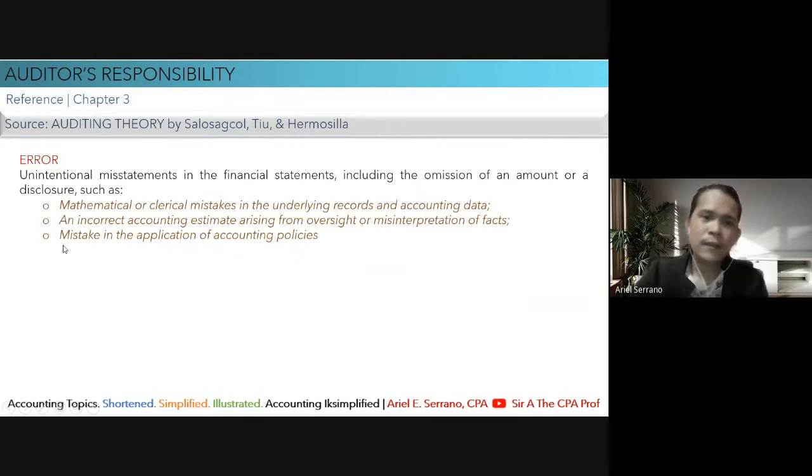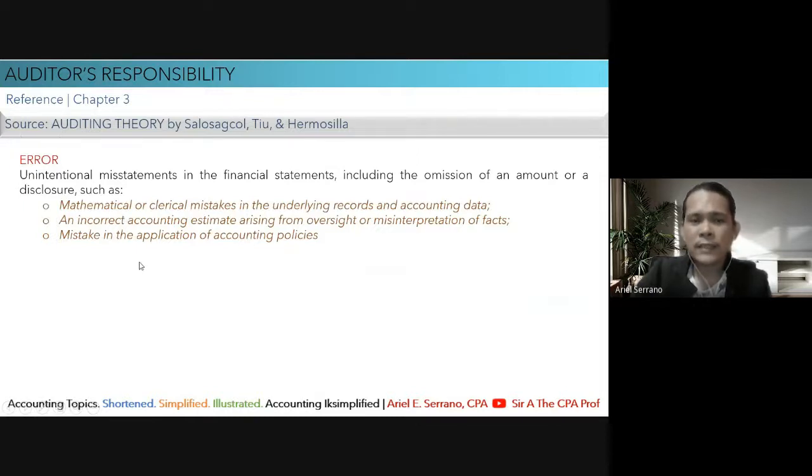Now, also, pangatlo, mistake in the application of accounting policies. Okay? Iba yung pagkaintindi natin sa polisiya na yon. Let's say, mga bago sa ngayon, halimbawa, may mga medyo mahirap-hirap na mga standards, na mga policies na medyo mahirap intindihin. O kunwari, yung standards on leases or sabihin na natin company policy on leases, sa income tax, no? Pension. Okay? So, maaring mali yung application natin doon sa mga accounting policies. So, maaring magkaroon tayo ng error.